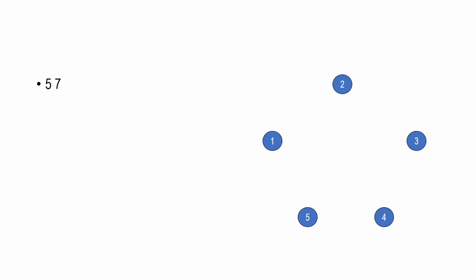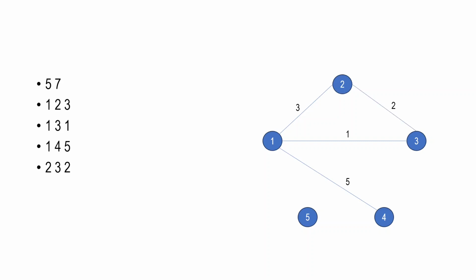Okay. So this is how the graph has been given as input. We have 5 vertices and 7 edges. These are the 5 vertices. And now the edges are: edge between 1 and 2 with the weight 3, edge between 1 and 3 with the weight 1, edge between 1 and 4 with the weight 5, edge between 2 and 3 with the weight 2, edge between 2 and 5 with the weight 3, edge between 3 and 4 with the weight 2, and edge between 4 and 5 with the weight 4.